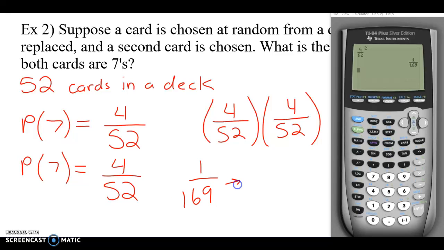Let's practice from last class. How do you turn that into a decimal on your calculator? 1 divided by 169. Math 2. And you can just hit the number 2. And we'll select decimal, hit enter. And let's do 4 decimal places. So 0.0059. And then what is that as a percent? 0.59%. Yeah, so not even 1%. So what's the probability of you drawing 2 7s in a row? Less than 1%. It's very, very slim.